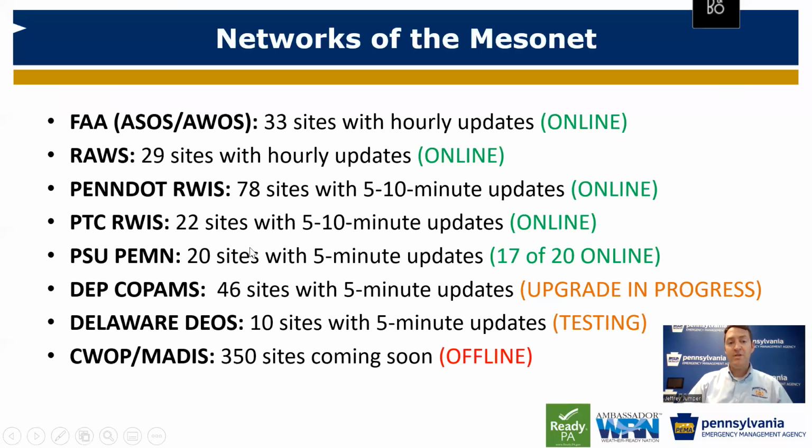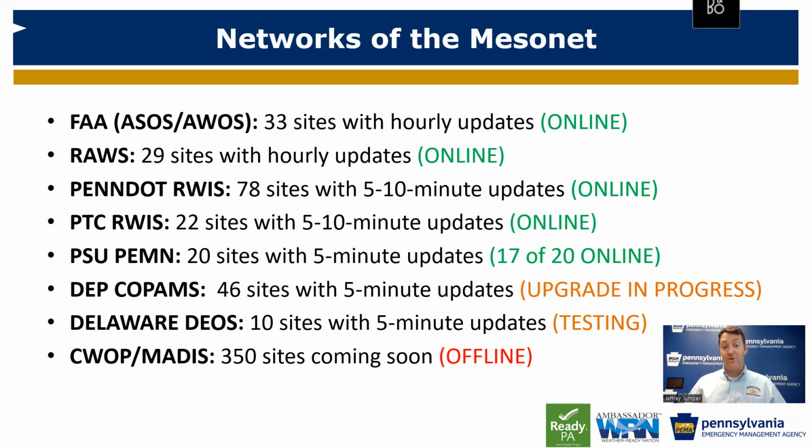Again, we talked a little bit about the sites that are available out there. Here's just a listing of those sites, mostly state agencies, but we also have the FAA. We have a Delaware DIAS network that has 10 sites in one of our counties, so we're working on testing that, and then the CWOP and MADIS. So the backyard weather stations will be available on this as a secondary layer due to the lack of quality control.